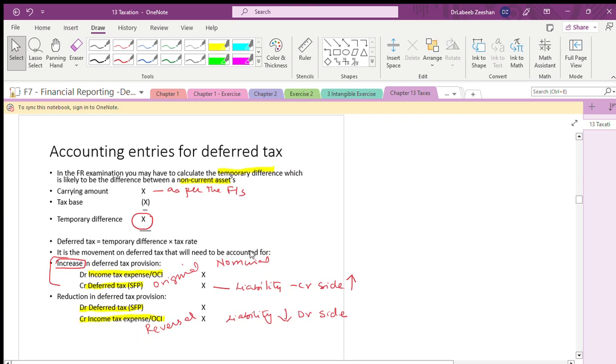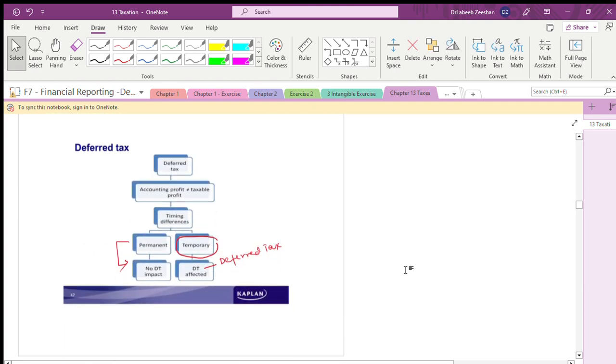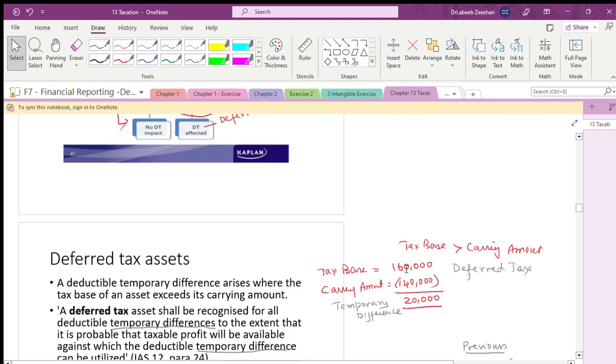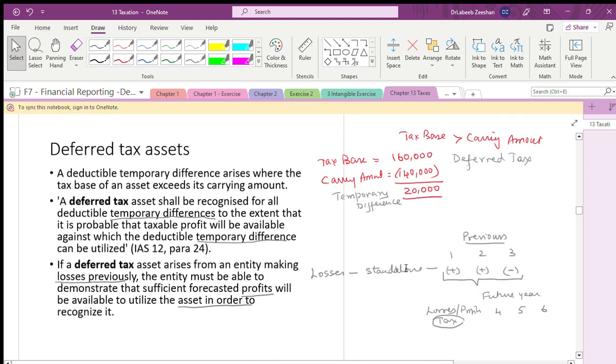Definitely if it increases, we have to credit the tax because it is a liability. On the credit side, if you want to increase the liability, it has to be done on the credit side. If there is any reduction in the liability, we have to do it on the debit side. That's simple, a very specific one.